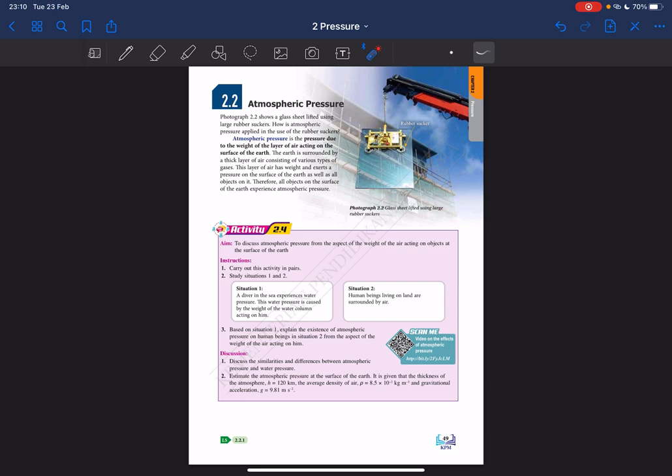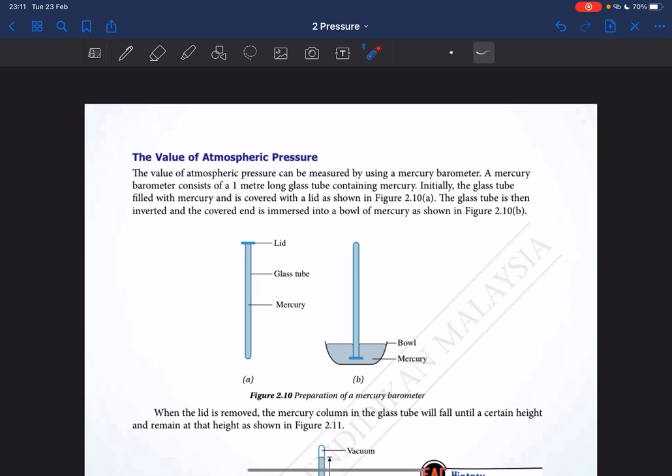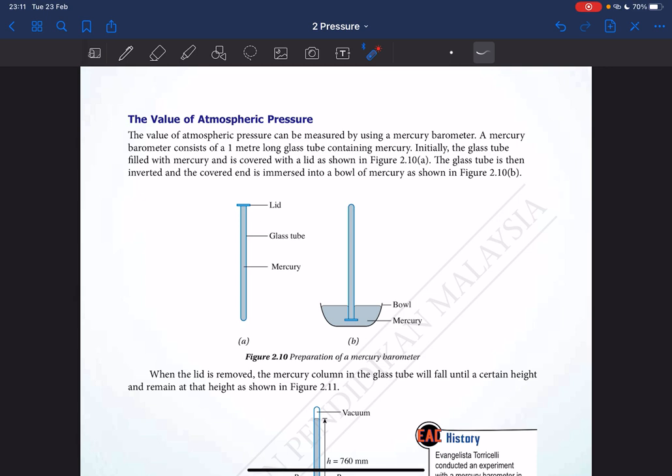As I previously explained, atmospheric pressure is the pressure due to the air particles in our atmosphere. Since we are living on Earth, we have a lot of air particles colliding with each other, and the weight of these air particles that acts on a surface is what we call atmospheric pressure. So, how do we measure it? How do we calculate the atmospheric pressure?